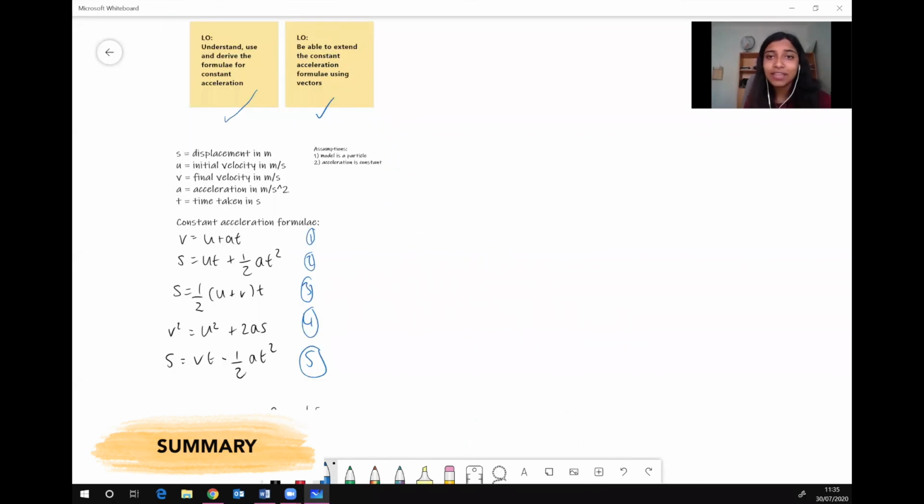So that's everything. Thank you so much, everyone. Hope you found that useful and you now understand how to derive and use the formulae for constant acceleration, which are written here. And you can also use these with vectors. So make sure you do some practice questions just to make sure you fully understood everything that we've covered.